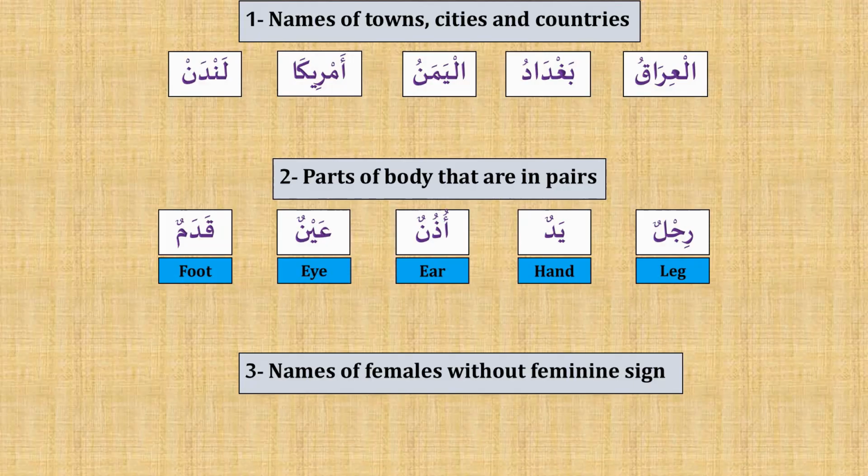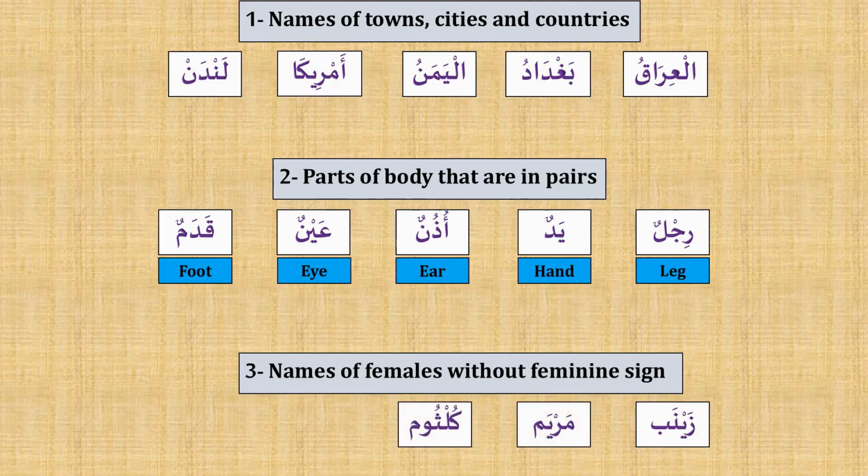The third one is names of females without feminine sign. Examples: Zainab, Maryam, Kulthum, Hind, and Abir. These are feminine nouns, names, but they don't have ta marbuta.